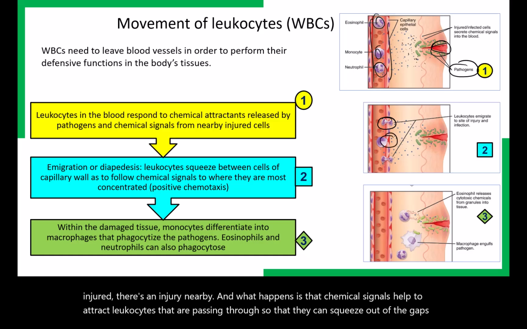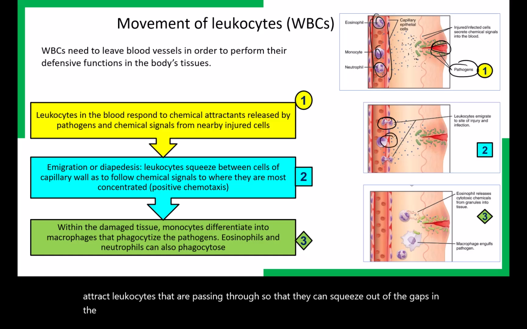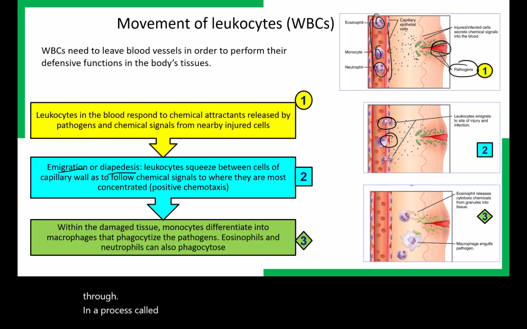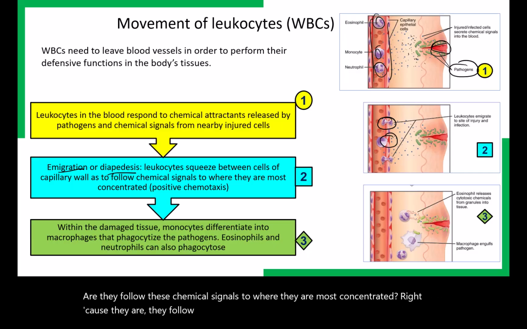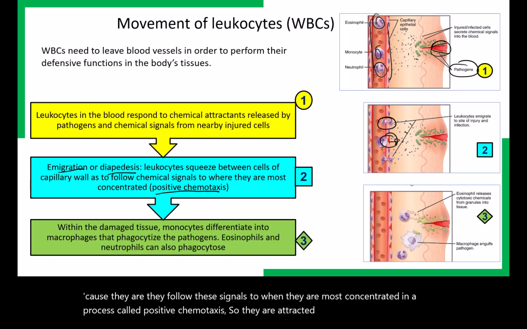in the endothelium of the walls of the blood vessels, so they can squeeze through in a process called emigration or diapedesis, and they follow these chemical signals to where they are most concentrated, right? They follow these signals to where they are most concentrated in a process called positive chemotaxis. So they're attracted positively to these chemical signals.